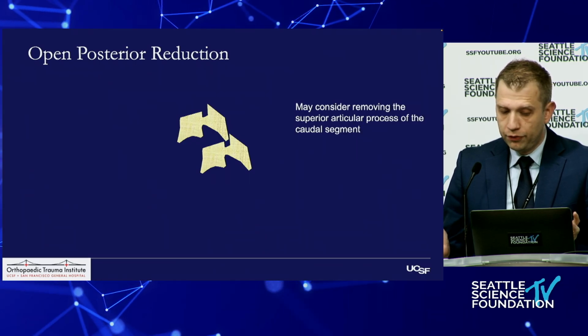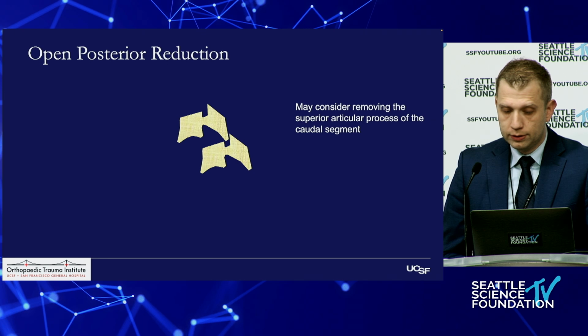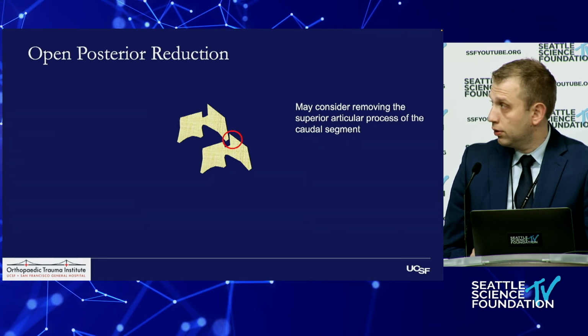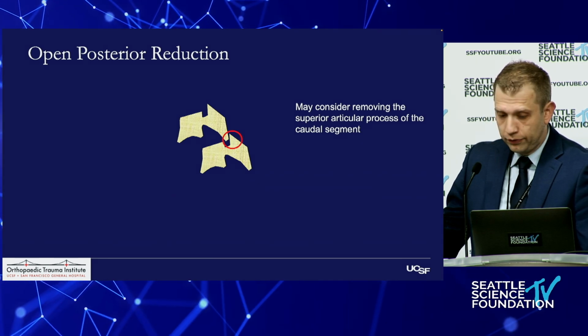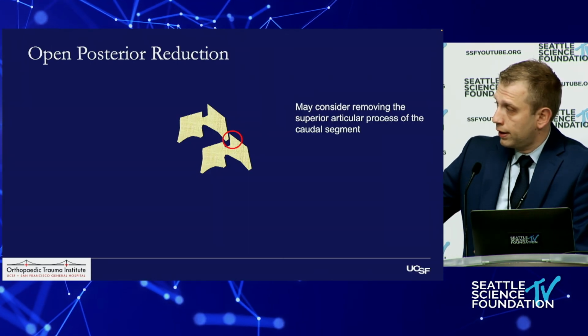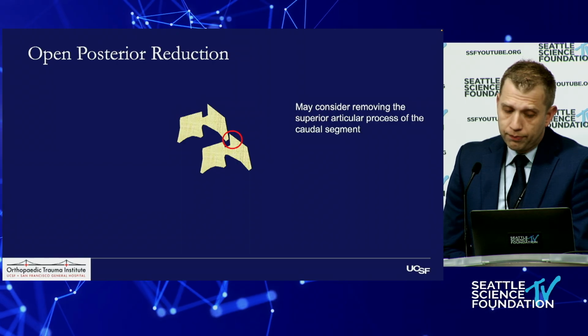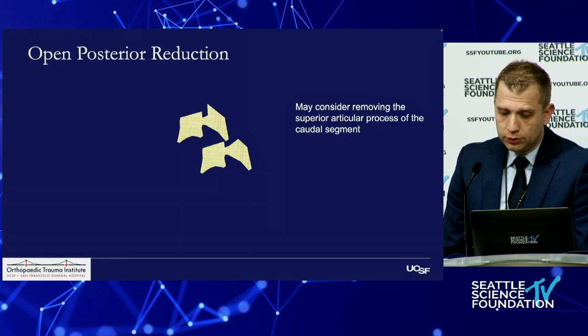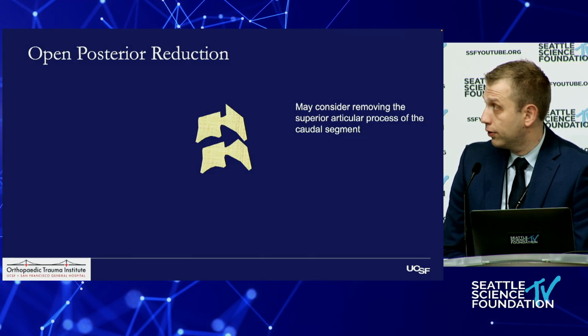You may consider removing the subarticular process of the caudal segment. As marked over here, the options are either you could pull it out to length and bring them over, but if that doesn't work, you could just shave down the superior articular facet and then slide it over.